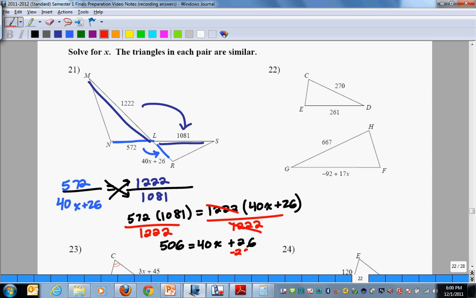Of course, we're going to minus 26 both sides. Let me bring that up over here. Then we're going to have 480 equals 40x. We'll divide by 40. The zeros cancel, and 4 goes in here 16 times. So 4 goes in there 12 times. So in this case, x equals 12.